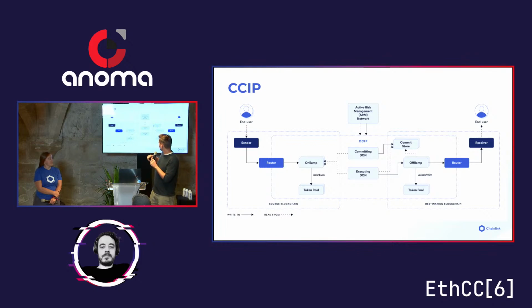One DON, the committing DON, passes a message across the chains. And then there is a second, independent client implementation written by a different team in Rust, a different language. This was so we could make sure that any bugs that potentially pop up in one are not going to affect the other independent client.